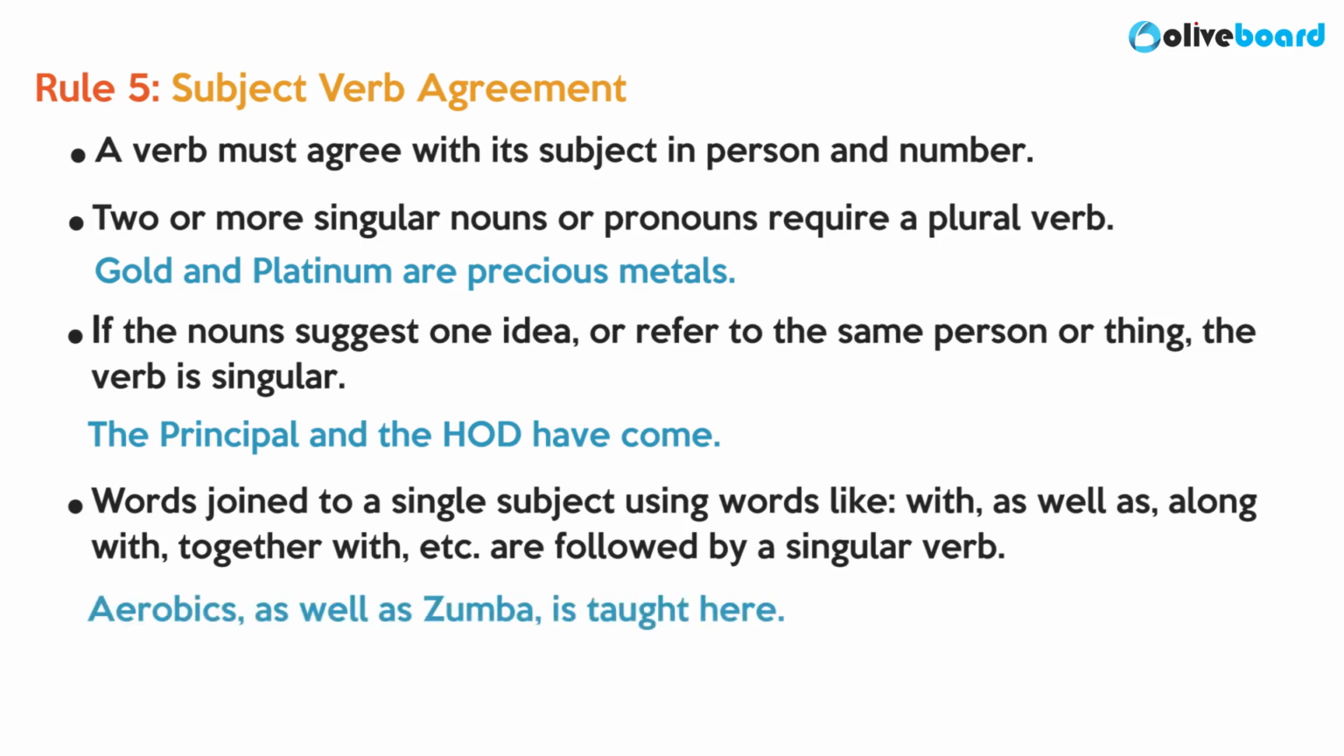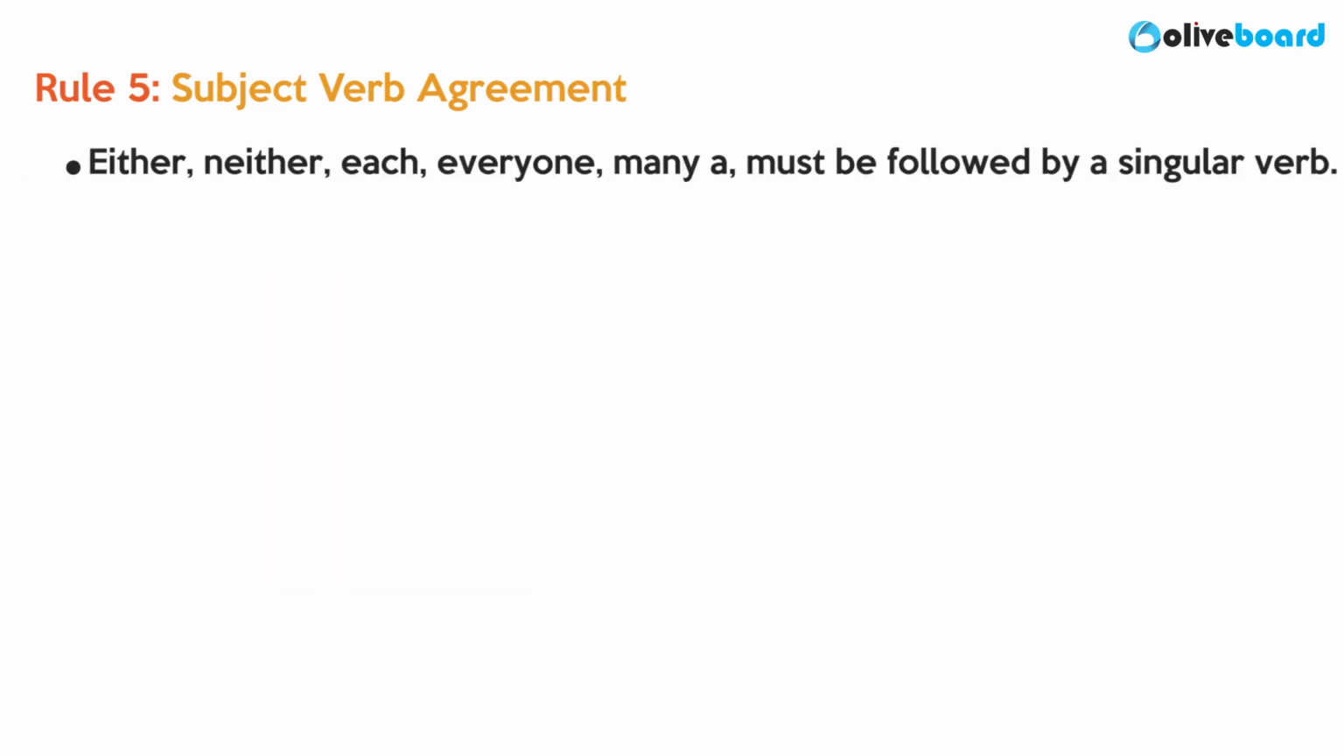Aerobics as well as Zumba is taught here because and only because we have used as well as. We will treat the complete first half of the statement as singular. But if there are words like either, neither, each, everyone, many a, they must be followed by a singular verb.